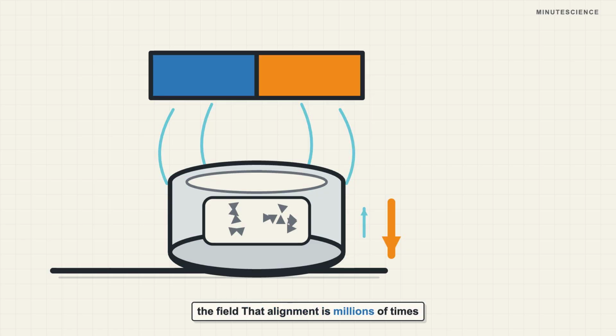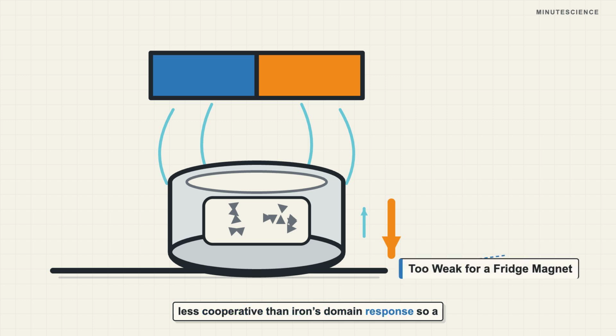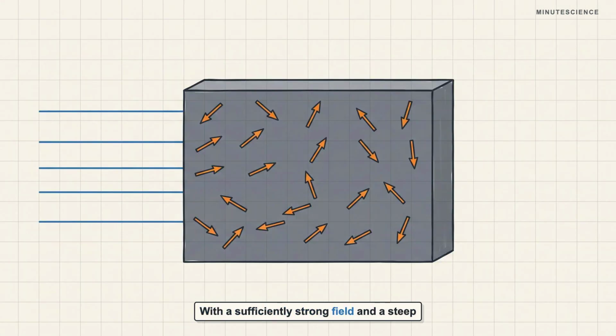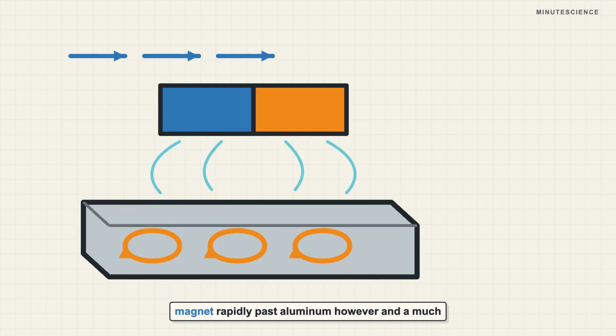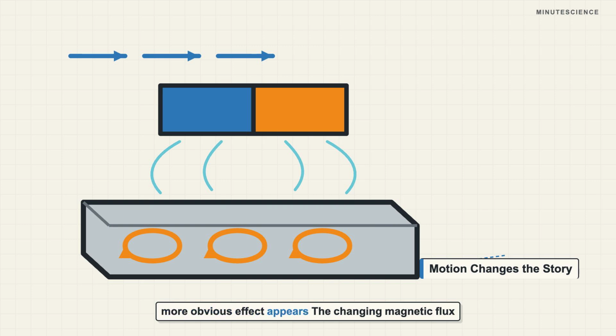That alignment is millions of times less cooperative than iron's domain response, so a refrigerator magnet cannot visibly lift an aluminum can. With a sufficiently strong field and a steep gradient, aluminum can be attracted, but the force is small under everyday conditions. Move a strong magnet rapidly past aluminum, however, and a much more obvious effect appears.